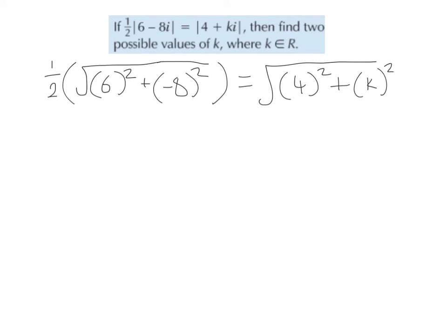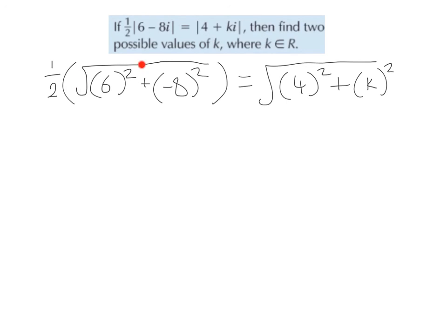So when we are finding the modulus, we ignore the i's, and we use the formula, the square root of a squared plus b squared. So that's our formula, where the a represents the real part and the b represents the imaginary part without the i. So in this complex number here, the 6 is the real part, so the 6 goes into the first bracket, and the minus 8 is the imaginary part. The minus 8 goes into the second bracket.